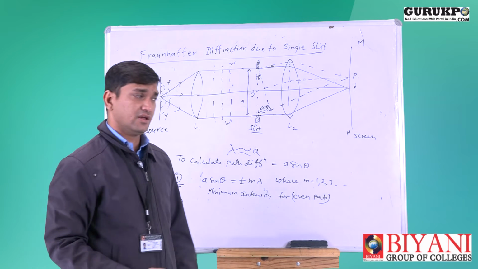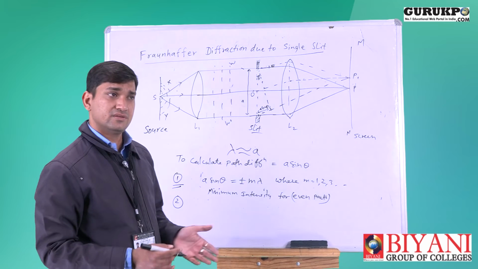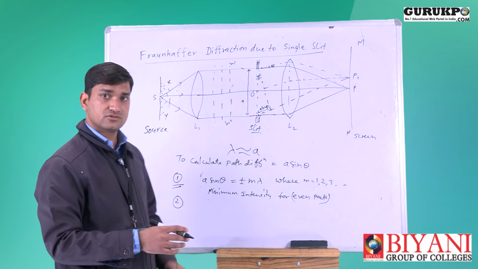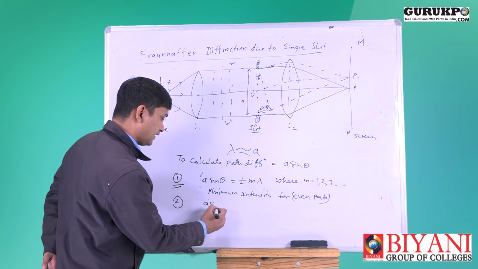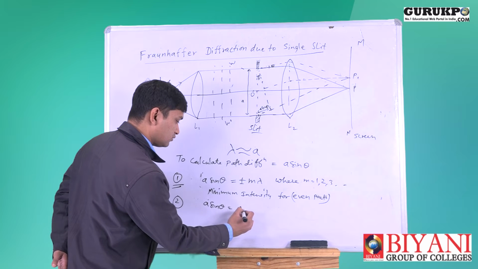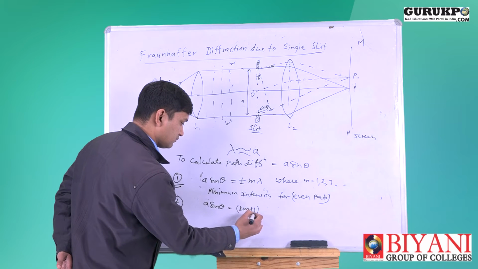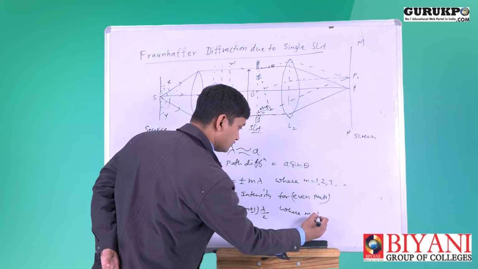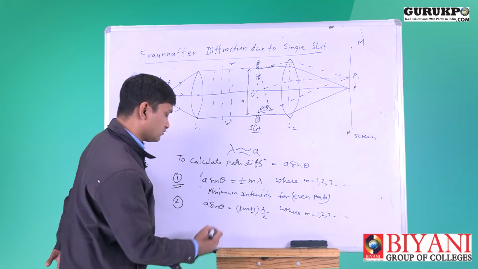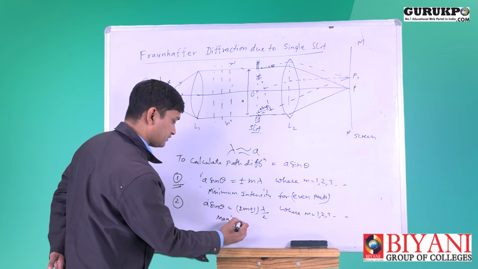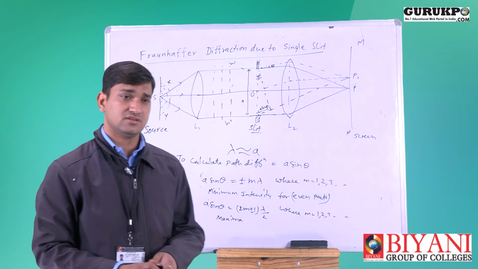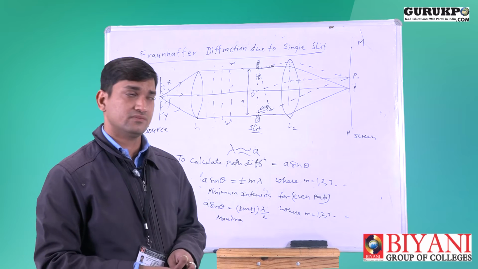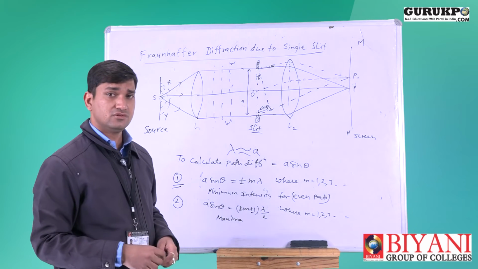The second possibility is that if we divide into odd parts, then the even terms will cancel out and a single term will remain. So the path difference will be a sin theta equals (2m plus 1) lambda by 2, where m equals 1, 2, 3 and so on. This will be the condition of maxima. So this is the qualitative description of the single slit pattern in the Fraunhofer diffraction due to single slit.